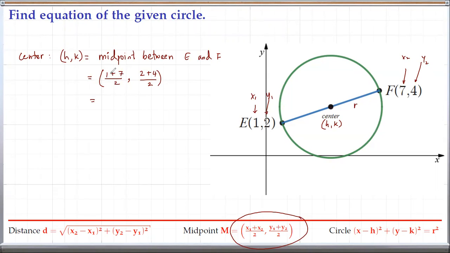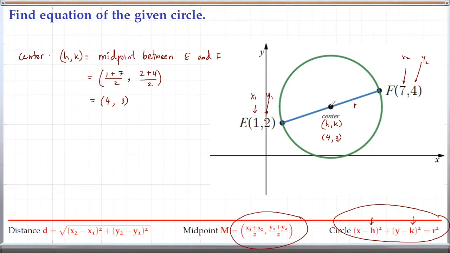So this comes out to be (1 plus 7)/2 is 8/2, which is 4. (2 plus 4)/2 is 6/2, which is 3. So 4, 3 is the center. So this point is 4, 3. That means we have the values of h and k that we need for the equation of the circle. We need h and we need k. We just got those values. Now we need to find the value of r.